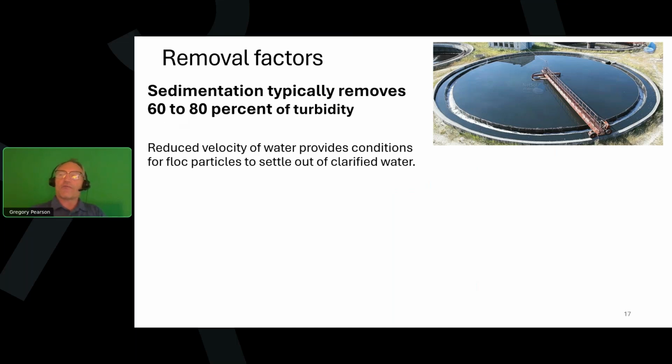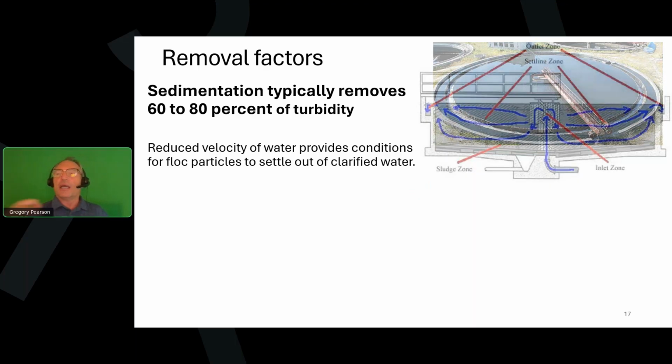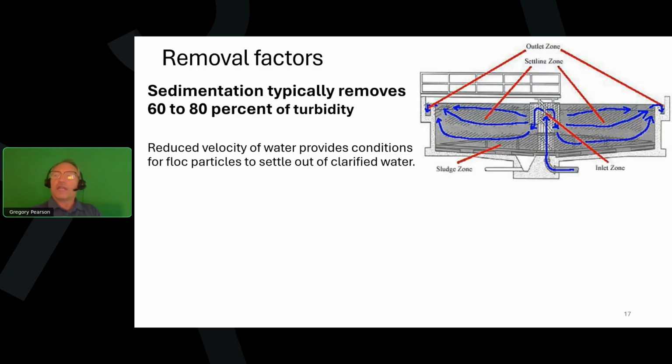In the sedimentation, this is our first real removal process. We're looking at between 60 to 80% removal of the turbidity if this process is working correctly. And the concept is just reduce water velocity to create the conditions so flock can settle out due to gravity. And you have in a circular tank, it flows up through the middle and flows to the outside where there's a weir. And that water has to move slowly enough so that the flock is not carried along with it, but instead settles down to the bottom to the sludge zone.